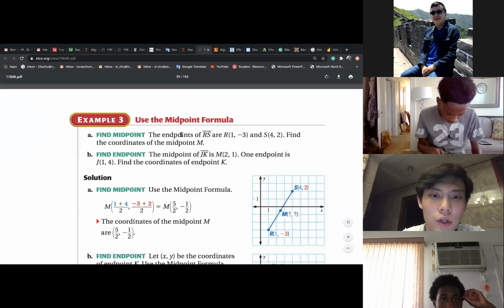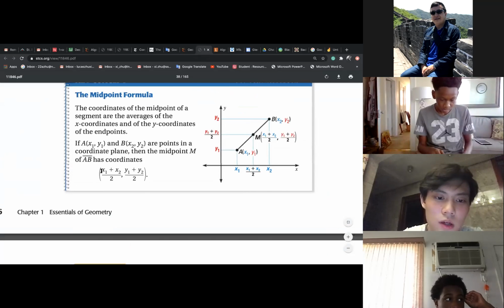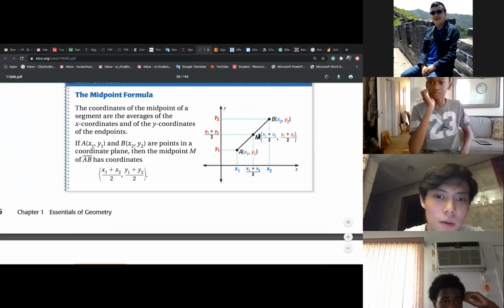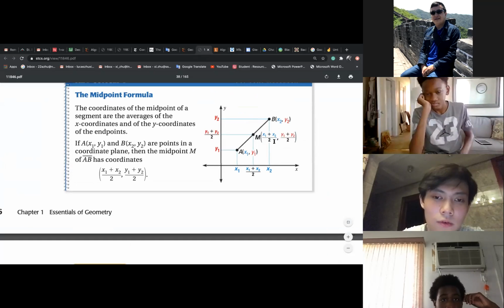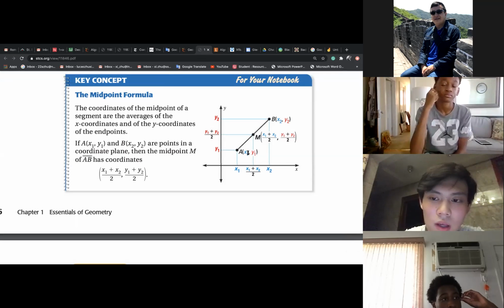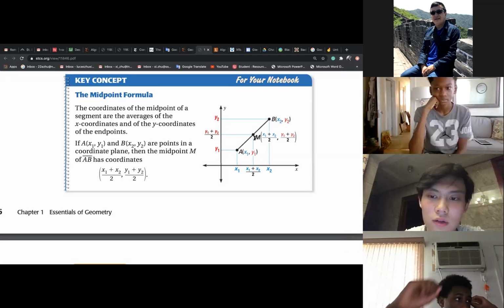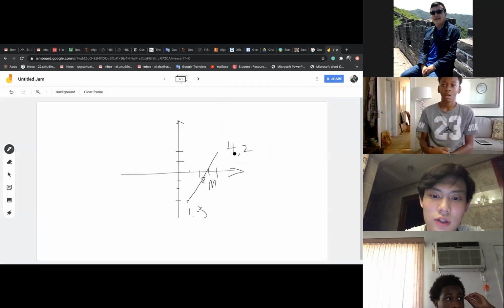So we know that the midpoint formula is right here, right? If you want to find the midpoint m, the x value for m is you just add the x value for the first point, x1, and the x value for the second point together, and then you divide it by 2. Then you get the x value for m. And it's the same thing with y.